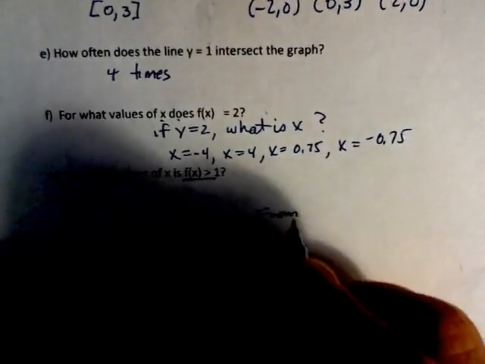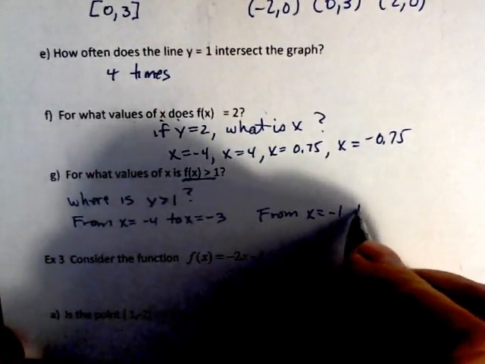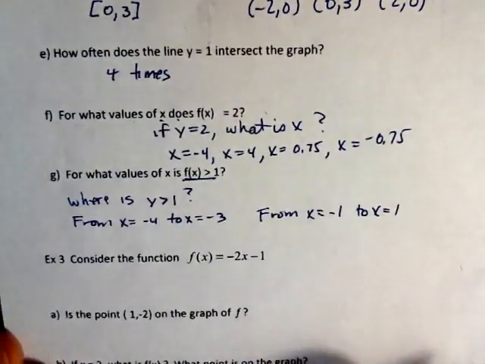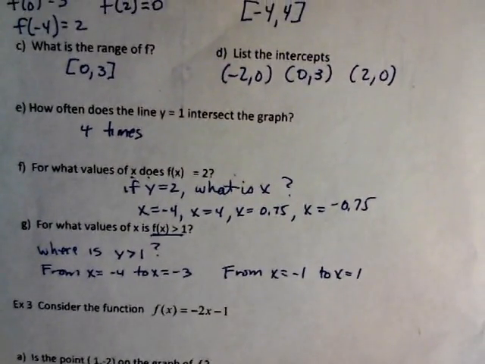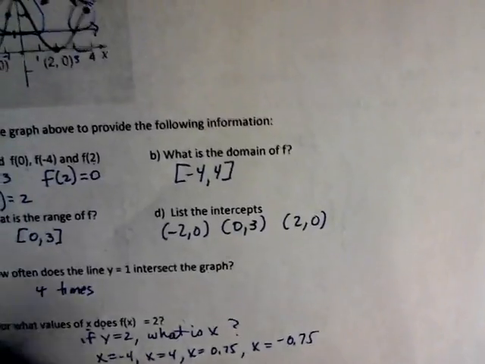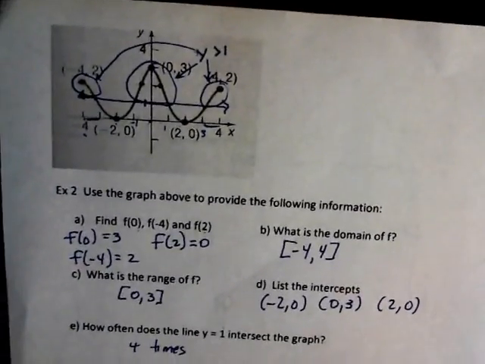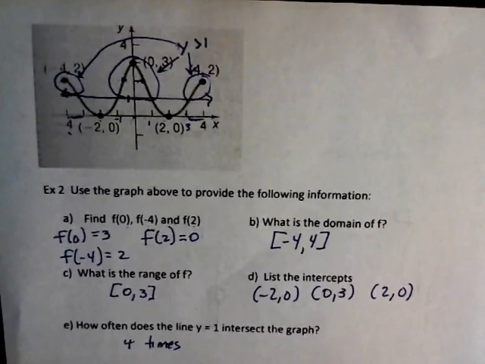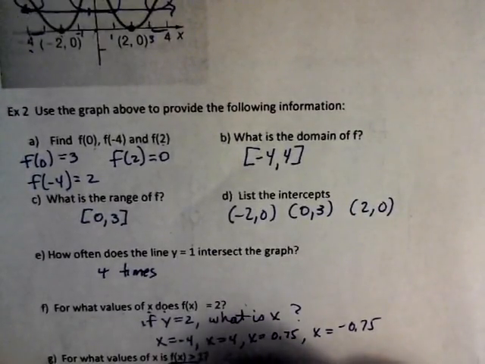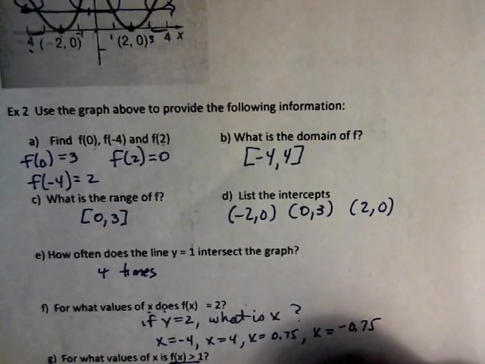So from x is -1 to x is +1. And then lastly, the other area is from 3 to 4, the other part we circled. So it's from x is 3 to x is 4.